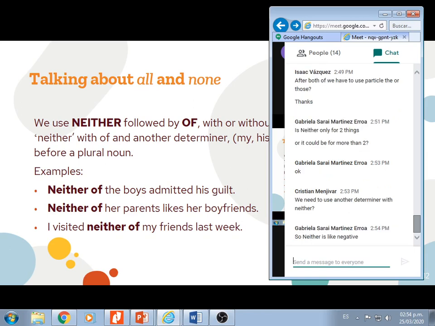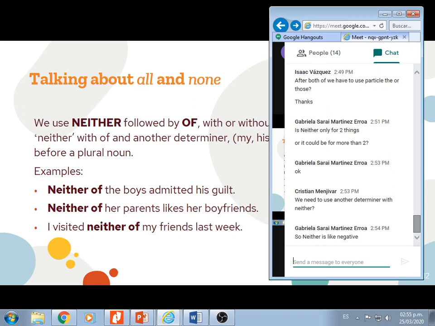Neither will be negative all the time, and that's why you cannot say, I didn't complete neither of the exercise. You cannot say that. I didn't complete neither of the exercises. Because you cannot say didn't and never. It would be like saying I don't never drink cacao juice. You cannot say don't never. So never changes everything into the negative form. It's going to be the same as in neither. Neither changes everything in the negative form.